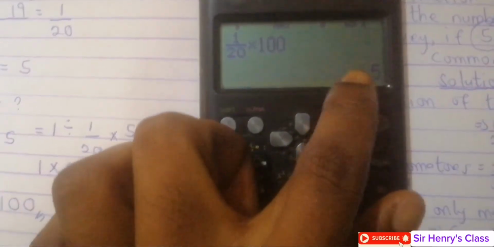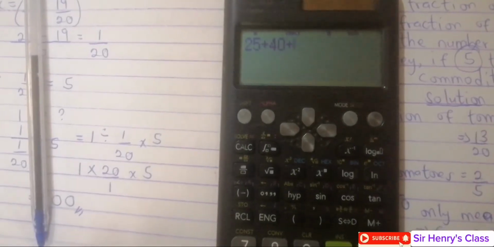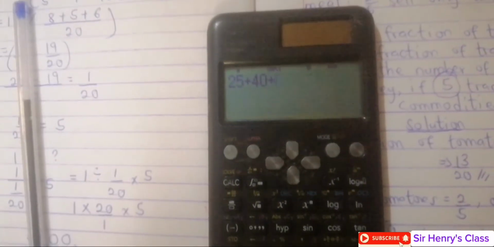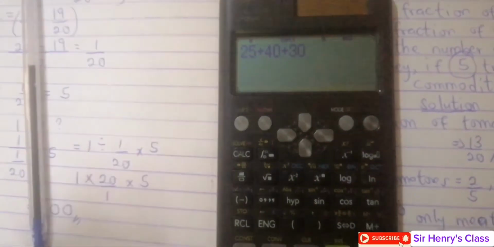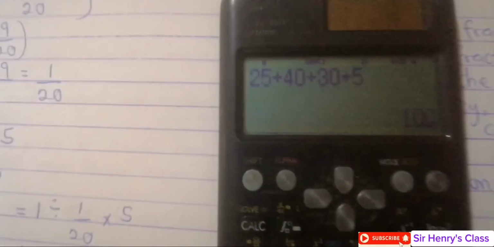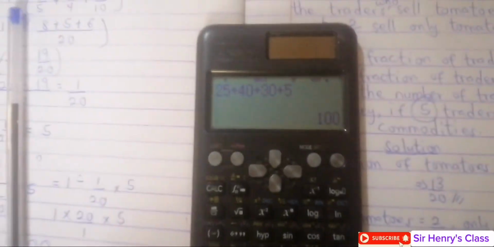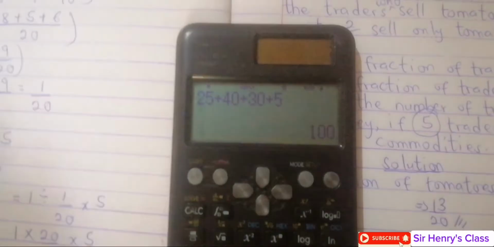You see it's still 5. So if you add up, 25 for both, 40 for only tomatoes, 30 for only meat, plus 5 for neither, that is 100. You see, it corresponds, 100. So this is our final answer, 100.